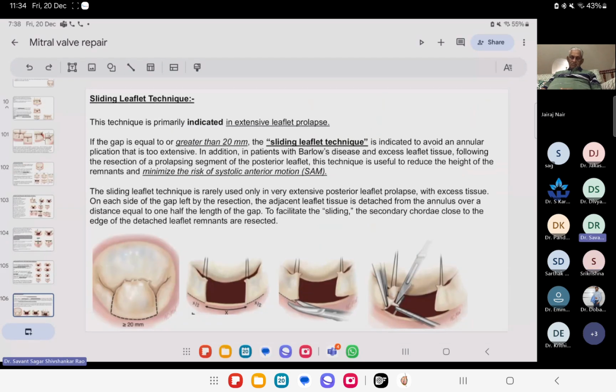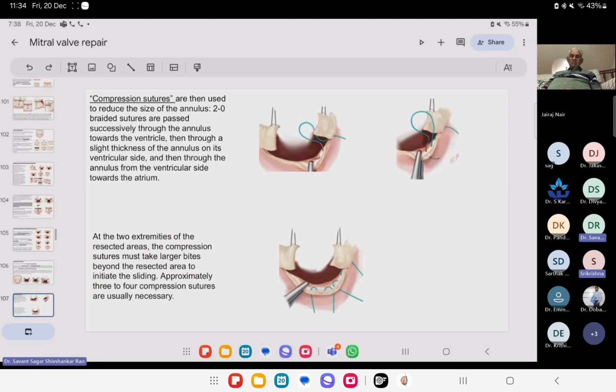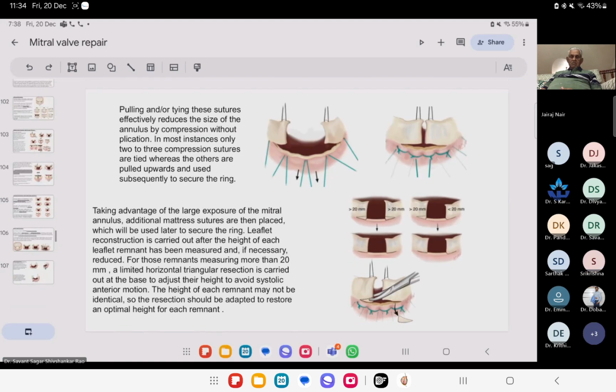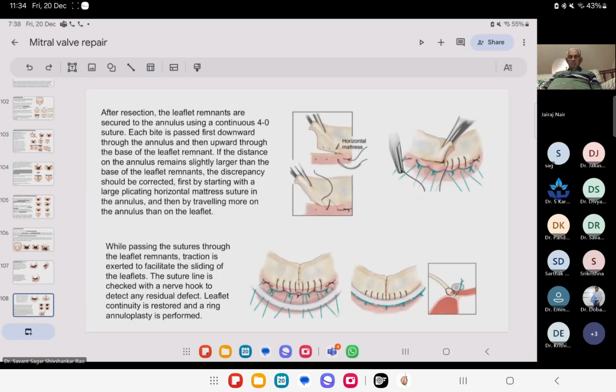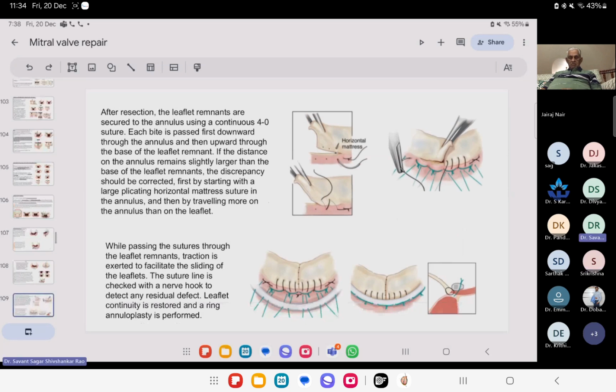This is the sliding maneuver which has to be combined with the quadrangular resection. These are the annular stitches to reduce the annular height. Annular stitches are taken along with the triangular posterior leaflet resection with the sliding plasty. And these are the annuloplasty stitches for reducing the annulus to get a proper, adequate coaptation.